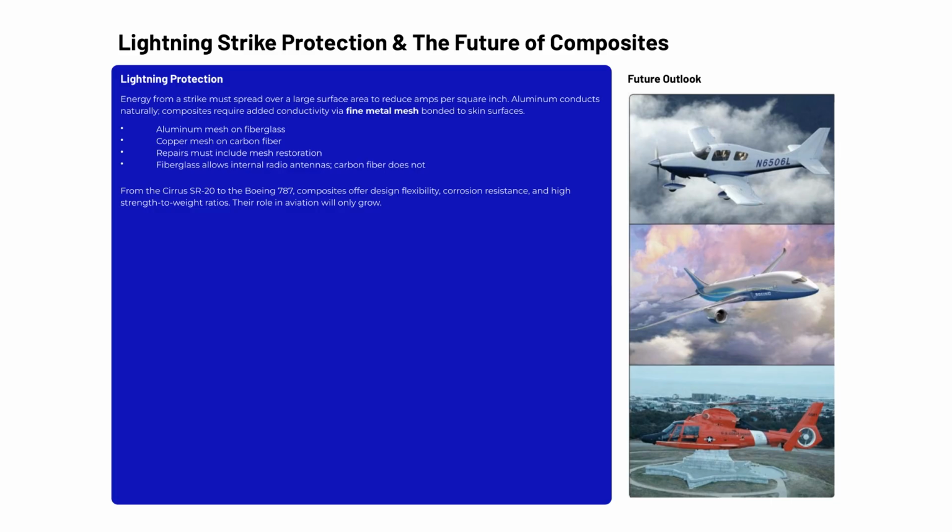placement. Looking at the broader picture, from light aircraft like the Cirrus SR-20 to large transport category aircraft like the Boeing 787, composites continue to expand their role in aviation. Their combination of design flexibility, corrosion resistance, and outstanding strength-to-weight ratio means this technology is only going to become more prevalent in the aircraft you work on throughout your career.